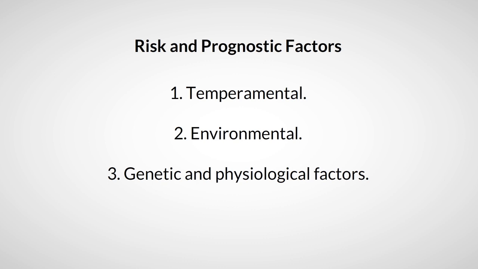Environmental. Social inhibition on the part of parents may serve as a model for social reticence and selective mutism in children. Furthermore, parents of children with selective mutism have been described as overprotective or more controlling than parents of children with other anxiety disorders or no disorder. Genetic and physiological factors. Because of the significant overlap between selective mutism and social anxiety disorder, there may be shared genetic factors between these conditions.